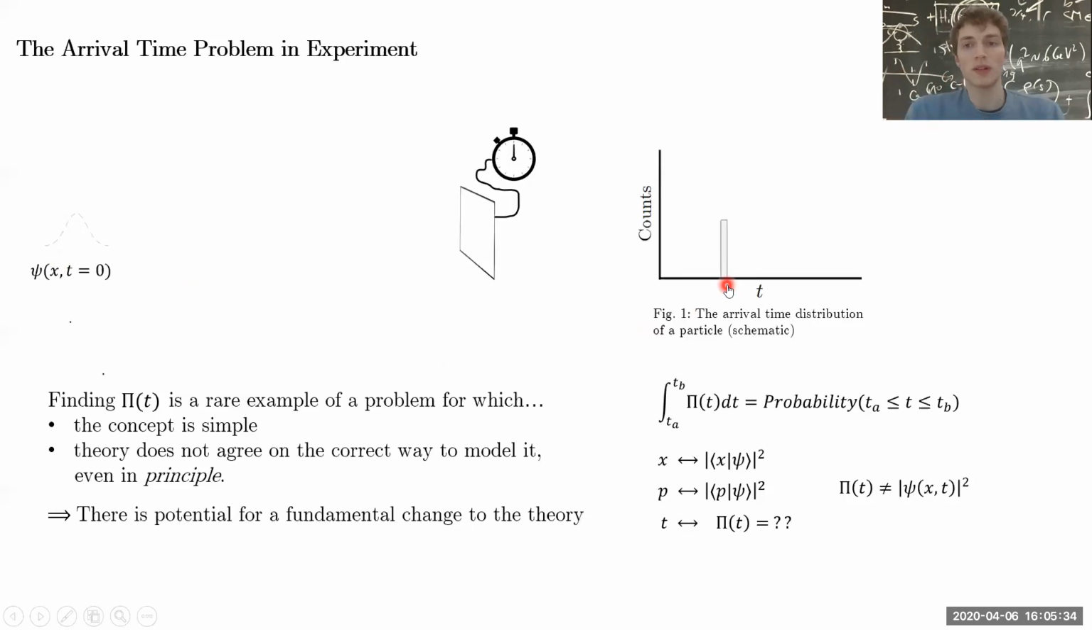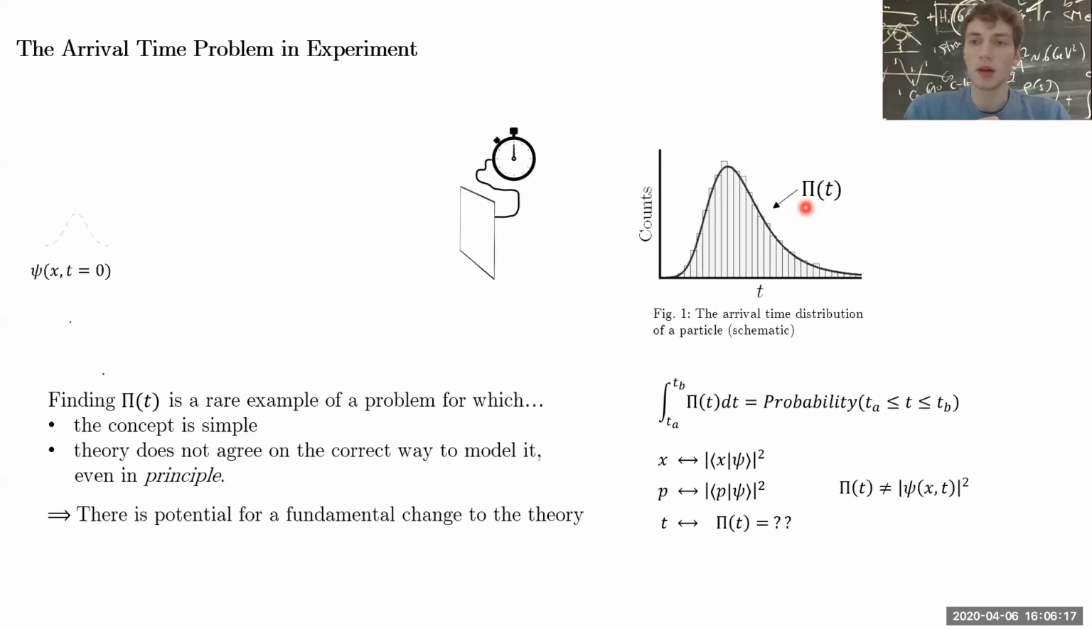Now, when the experiment is done many times, the histogram of the different arrival times of the particle makes a distribution. This is the measured arrival time distribution. And in theory, it's called capital pi of t. Now, capital pi of t is something new to many physicists. So I'd like to talk a little about what it means.